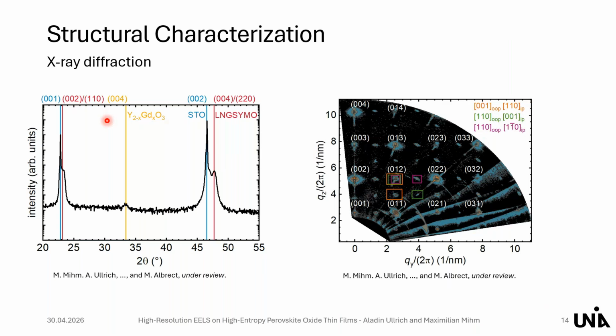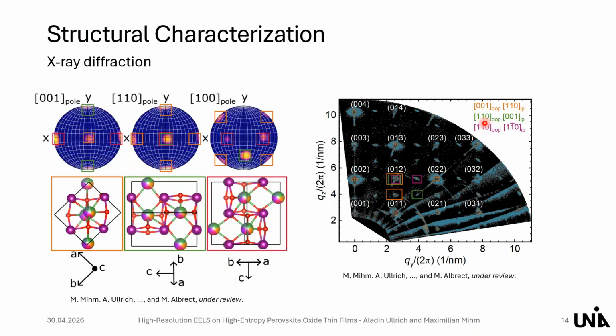So we have the 001 out of plane and 2 different 110 out of plane orientations, which are in plane rotated by 90 degrees. This was then confirmed by some electron backscatter diffraction measurements, so by EBSD. And what we can see is that here in our structure, in the middle of our orthorhombic structure, we have cubes. And these cubes fit perfectly in different orientations on our cubic substrate.